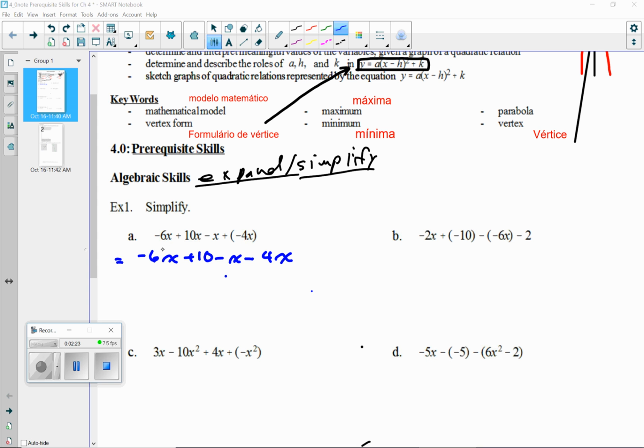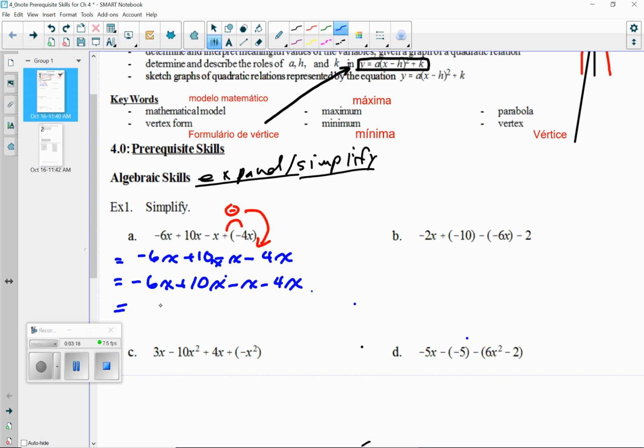For this problem, we have 6x equals 10x minus x plus bracket negative 4x. Now, when we're applying the positive to the inside of this bracket, we have a positive and negative, which gives us a minus sign. So that minus sign is what we have here as a result of the calculation. Now what we're going to do is collect like terms. So we're going to have negative 6x plus 10x, and then minus x minus 4x.